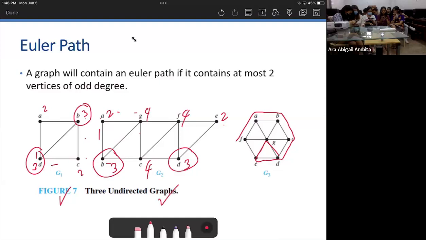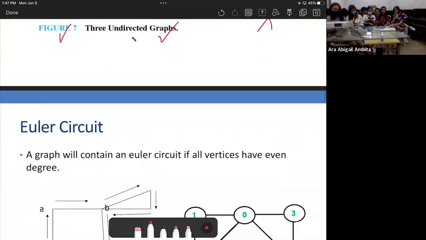So this also contains an Euler path. And we have also proven it earlier, right? And this one contains 3, 3, 3. So it is more than 2, so it's no longer an Euler. It does not contain an Euler path.